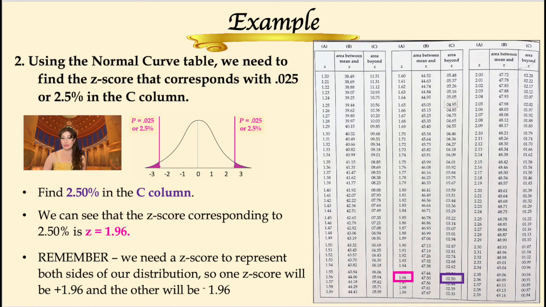1.96. Remember, 1.96 is relative to the positive end, but we use the same z-score, 1.96, to represent the negative end of our distribution. So we have a positive z-score of 1.96 to represent the 2.5% probability of a score deviantly high. And then we have a z-score of negative 1.96 to represent the deviantly low scores on our distribution.